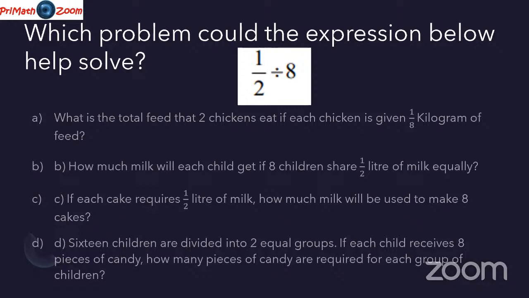Remember, we have to read these problems and think about them in a logical and practical way. Even if we say 16 divided by 2 is equal to 8, what are we going to do now with each child getting 8 pieces of candy each? Where would that come in? Because if we divide the 16 children into 2 groups, we have 8 in each group, what will we do next?